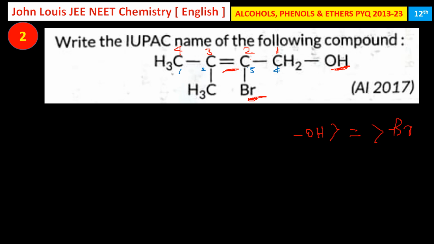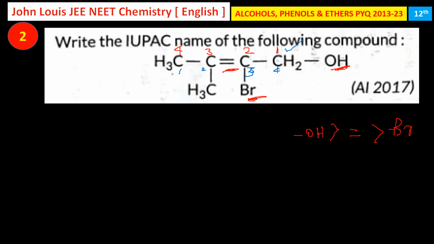So 1, 2, this is 3 and 4. If you number from left hand side to right hand side, the OH is bonded to the fourth carbon. If you number from the right to left, OH is bonded to the first carbon. So therefore, which is correct? Numbering the carbon from right to left is correct because OH comes in the first carbon itself.